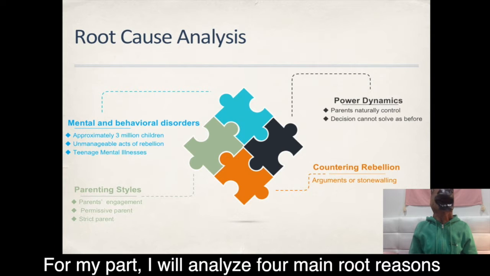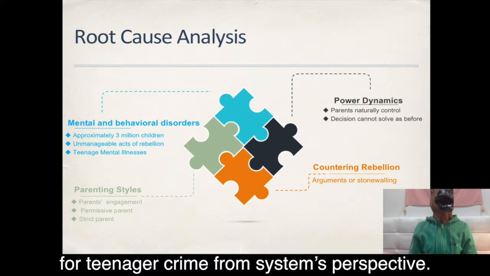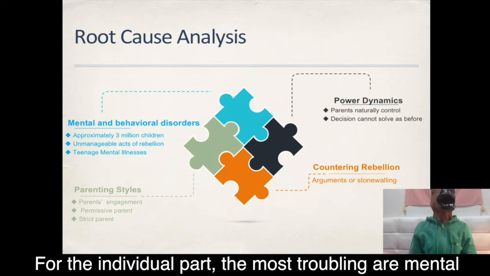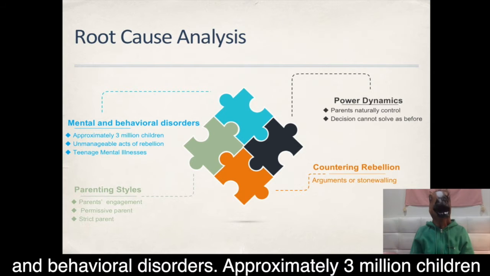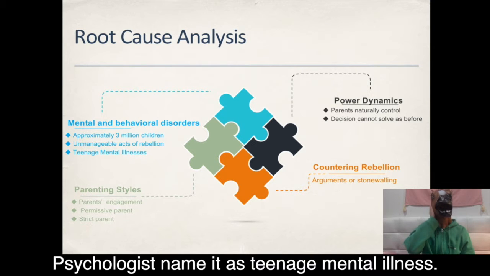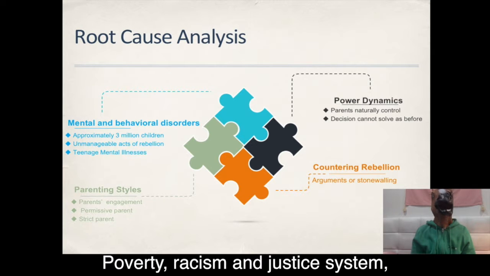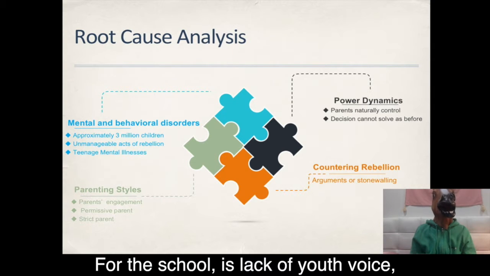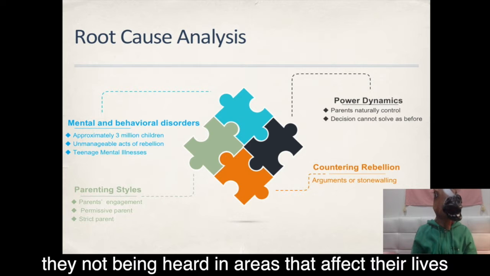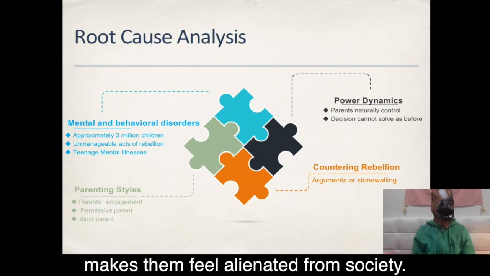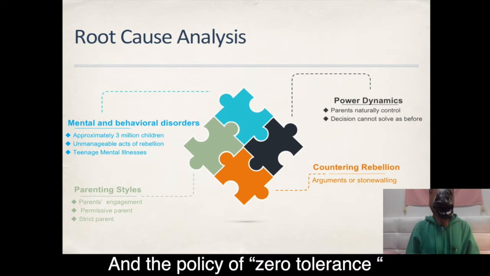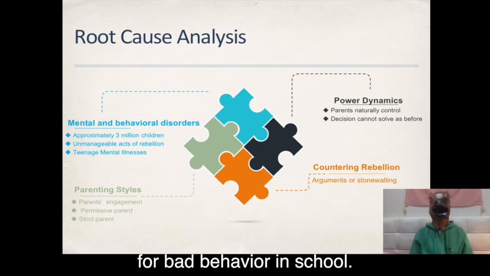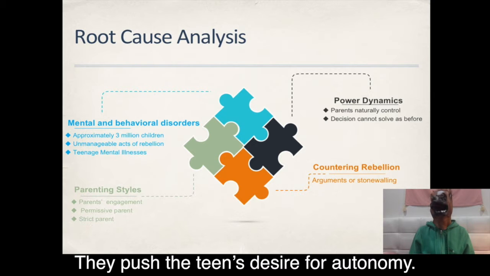For my part, I will analyze 4 main root reasons for teenage crime from a systems perspective. For the individual part, the most troubling are mental and behavioral disorders. Almost 3 million children have such disorders, and psychologists name it teenage mental illness. Poverty and races, and the justice system, are part of the social environment. For the school, the lack of the youth's voice, they are not being heard in areas that affect their lives, makes them feel alienated from society, and the policy of zero tolerance for bad behavior in school pushes teens' desire for the alternative.